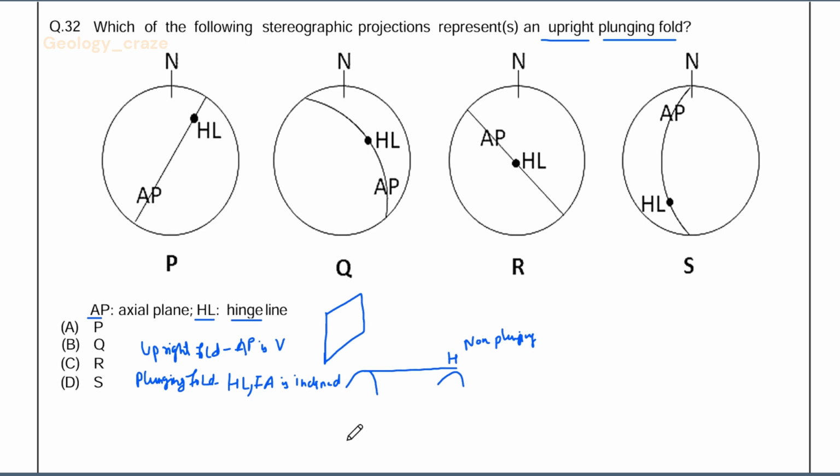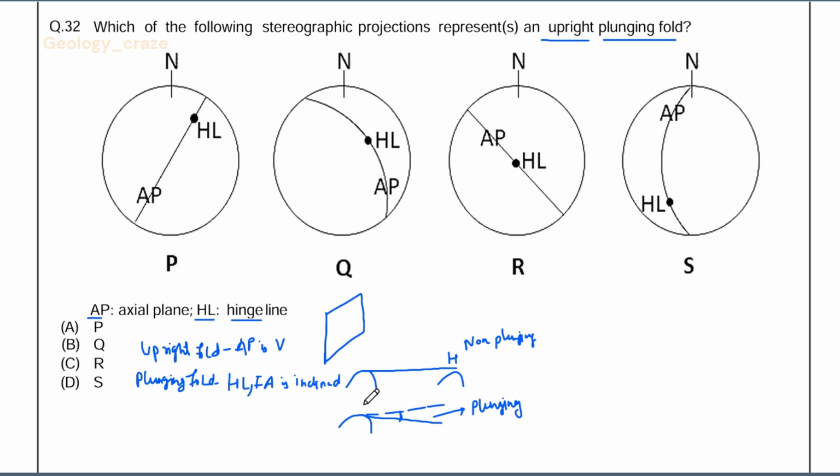But if our hinge line is like this, where the hinge line is the line of maximum curvature, it is now making some angle with the horizontal plane. We call this angle the plunge. Our hinge line or fold axis is plunging in this case.